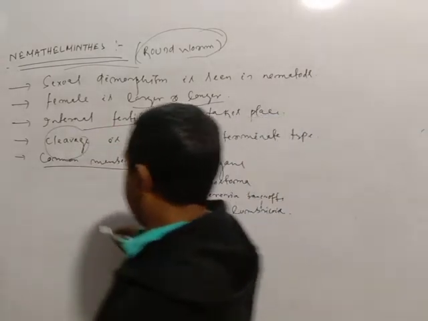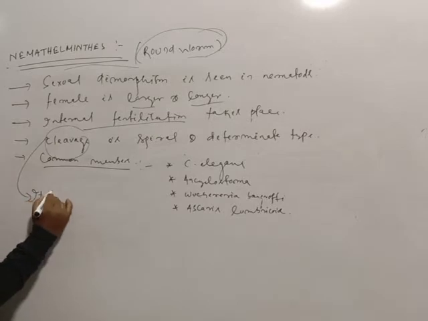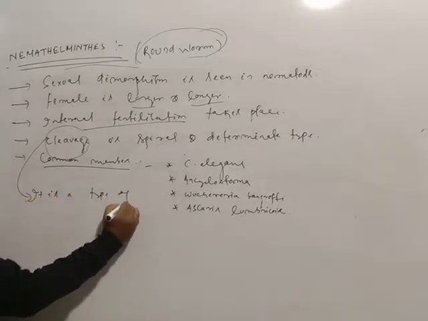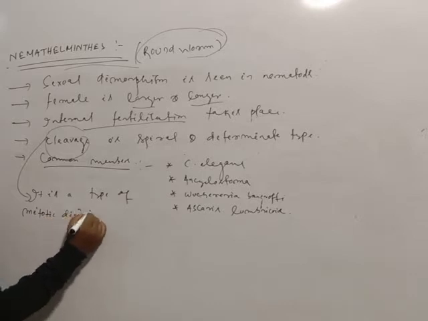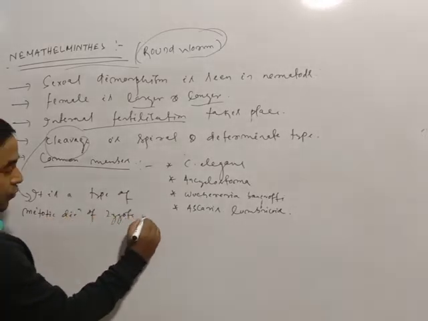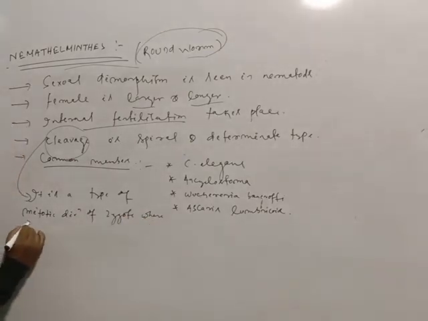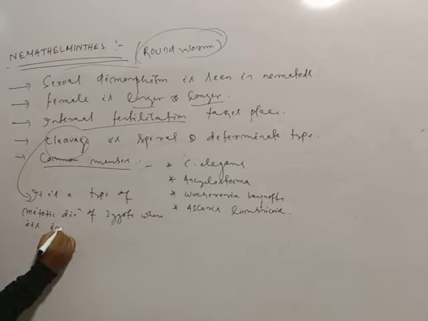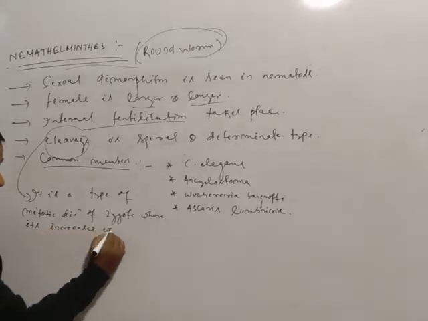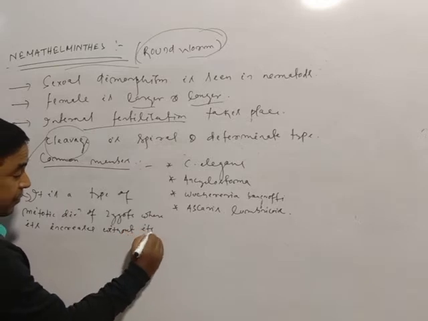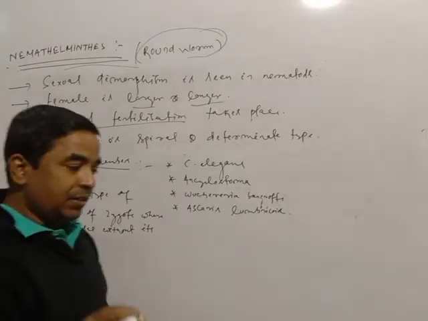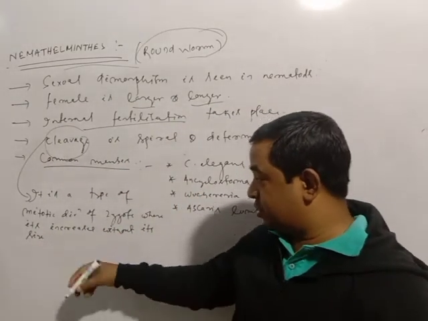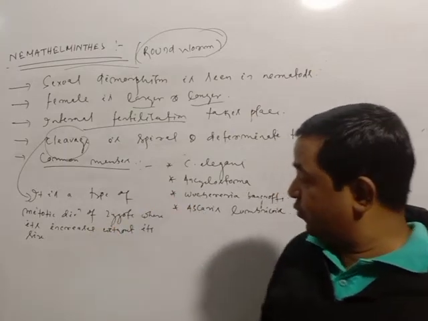Cleavage means, see, cleavage is a type of mitotic division of zygote where it divides without increasing its size. Although the size of the zygote remains constant, the number of blastomeres will be developed.